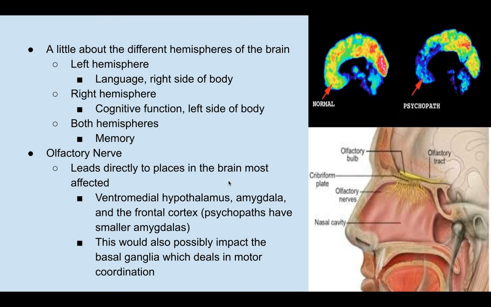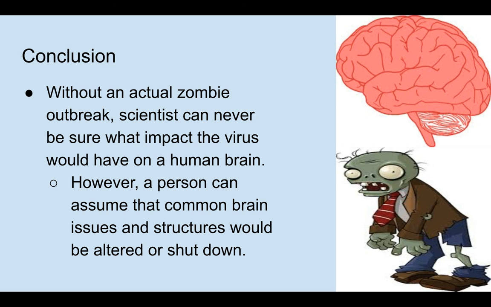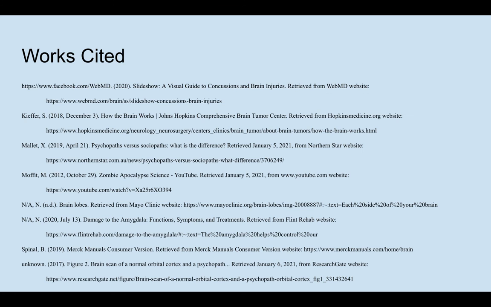The ventromedial hypothalamus would definitely be affected, because if you had nothing to tell you that you were full, you would just keep eating and eating and eating. And then with the amygdala, if you don't feel any emotions for anything, then you can't really tell the difference about stuff. So that would be a real effect. Those would all be affected if there were to be a zombie virus.